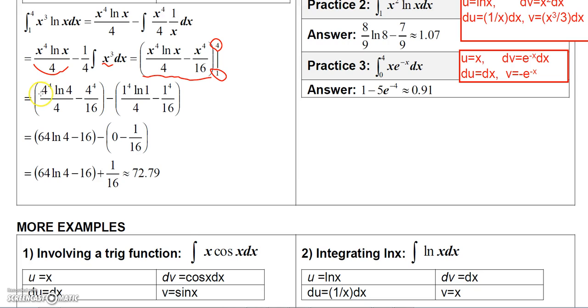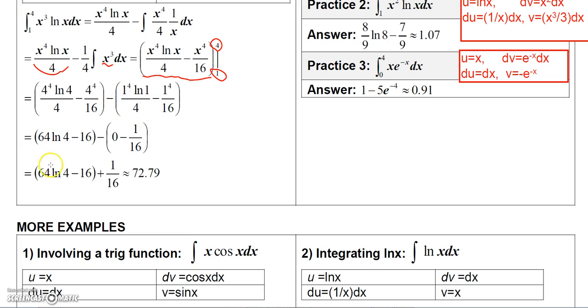Okay, well, 4 to the 4th divided by 4 is just 4 cubed, so that's going to give me 64 times natural log of 4. And then 4 to the 4th divided by 16, that would just be 4 squared, which is 16. So that's 64 natural log of 4 minus 16. Now the good news here is natural log of 1 is 0, so I'm just going to have 1 times 0, so that's just going to give me 0 there, and then minus 1/16 there.